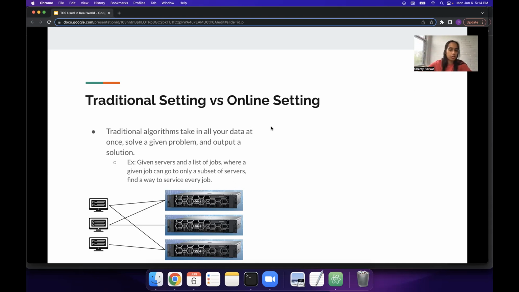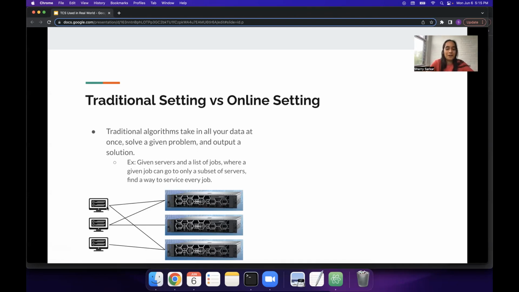Maybe I have a whole bunch of servers and a whole bunch of jobs. Some jobs can be completed in some servers. They can't be completed in all of them. For example, this first task can be completed at the first and third server, but not the second server. And you want to find a way to complete every job. So just with this example that I've drawn here, we can see that there is a way to complete every single job. So that's great.